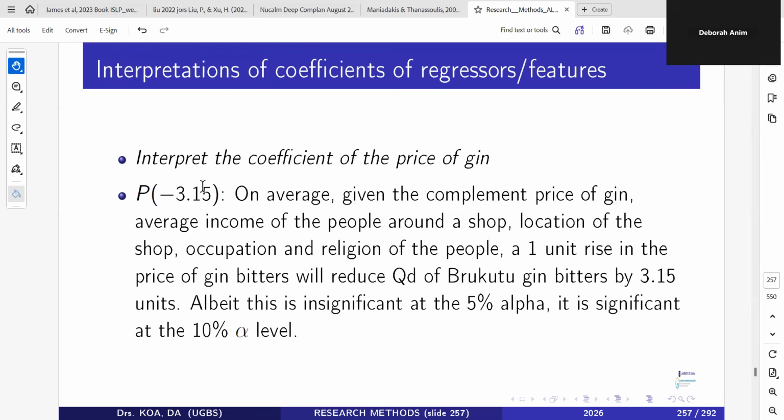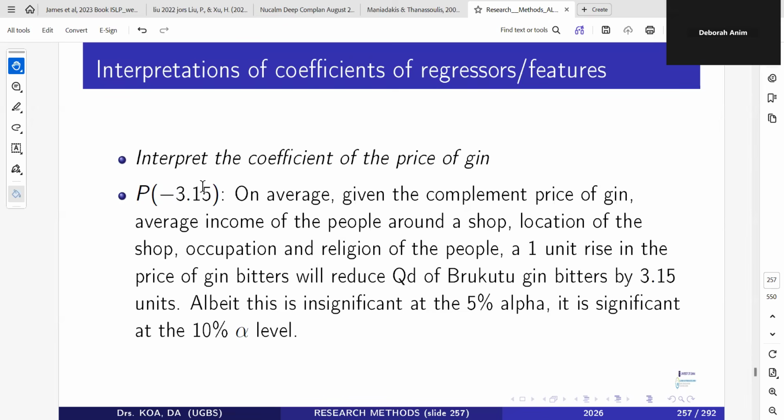On average, P is negative 3.15. That's on average, given the complement price of gin, average income of the people around a shop, location of the shop, occupation and religion of the people. A 1 unit rise in the price of gin bitters will reduce the Q of Brukutu gin bitters by 3.15 units. Albeit this is insignificant at the 5% alpha, it is significant at the 10% alpha level.